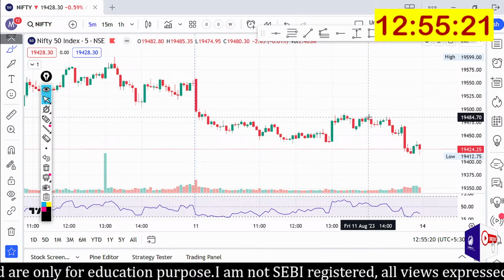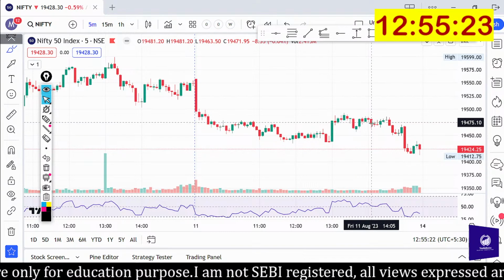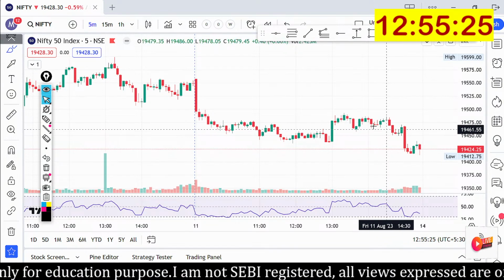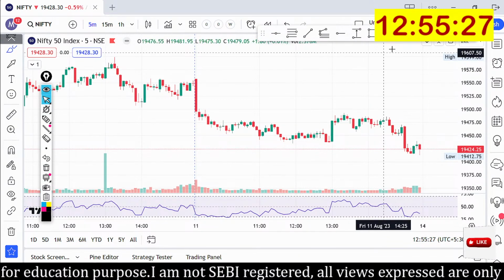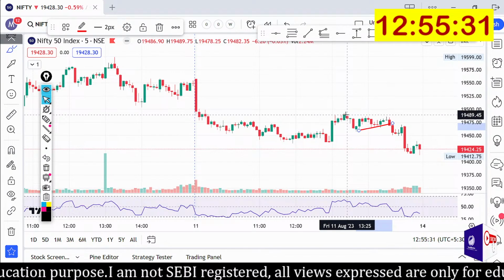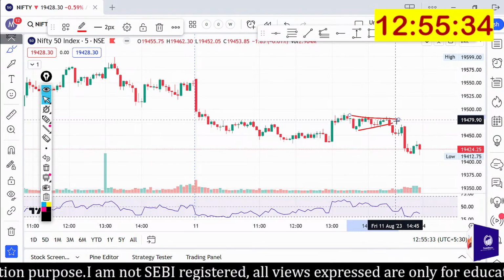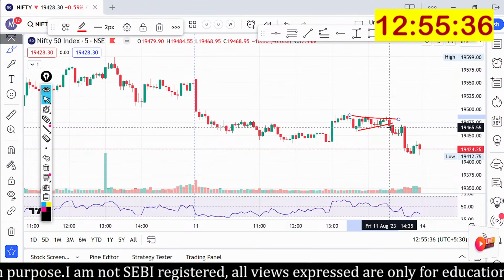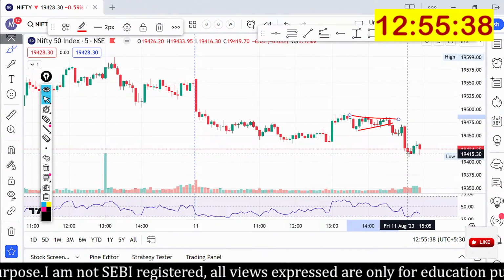See here again, resistance was built. Even if you're looking at this particular place also, this is never. And look at this. Now these are patterns, right? These patterns also we will try to understand. Triangle pattern, broken, good move.